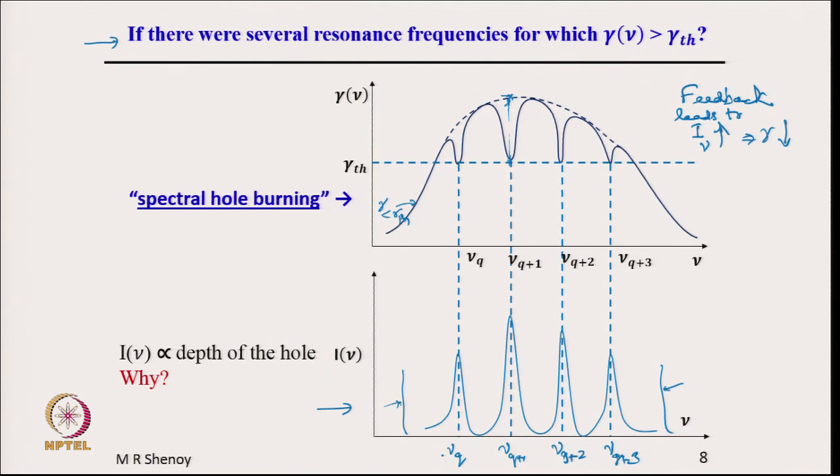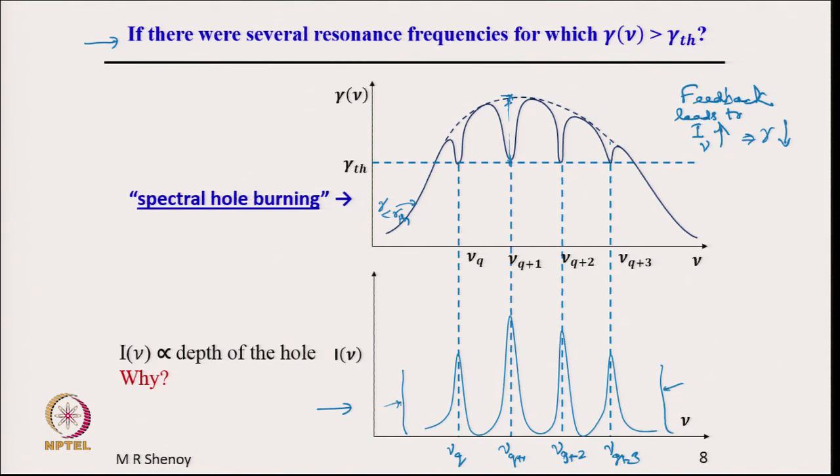In other words, the deeper the dip, the higher the intensity will be. We can see here the dip is small, therefore the intensity build-up is small. Why is that? That is because when the dip is small, it means the gain has to be pulled down only by this much, and therefore I nu need not build up to a very large value. That is why the corresponding intensity is lower.